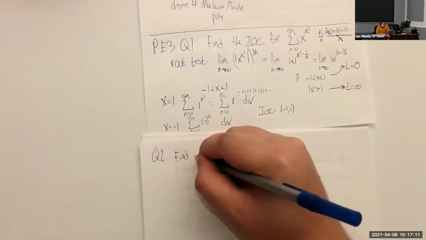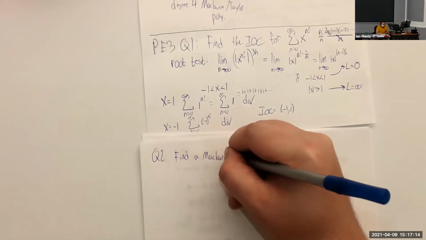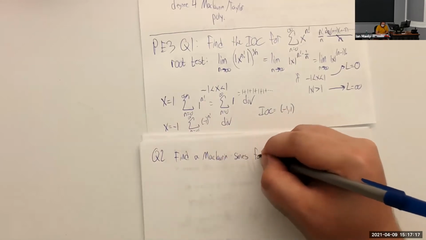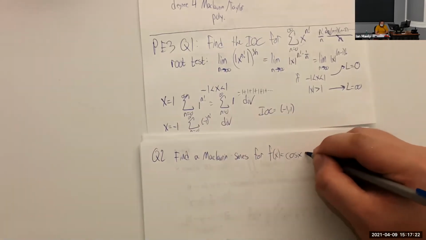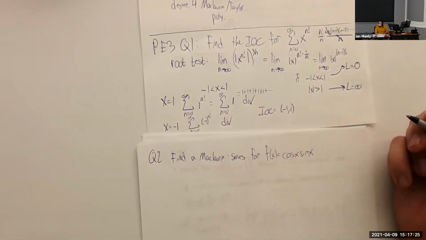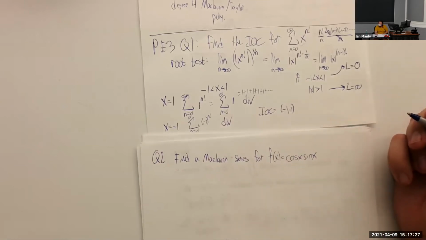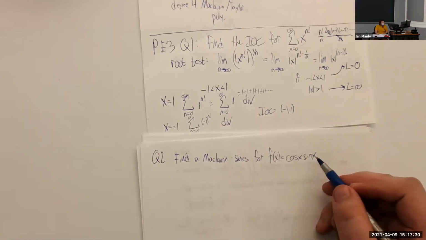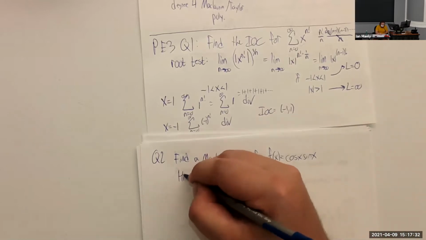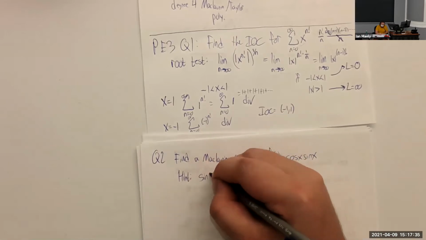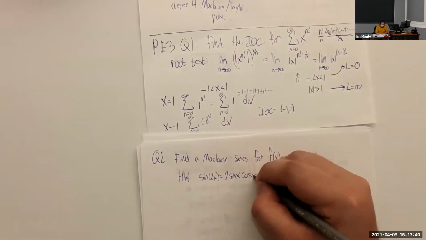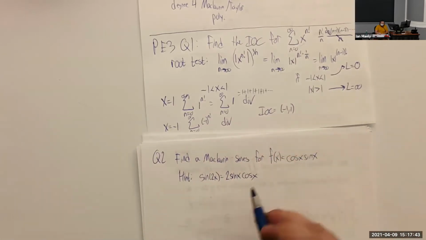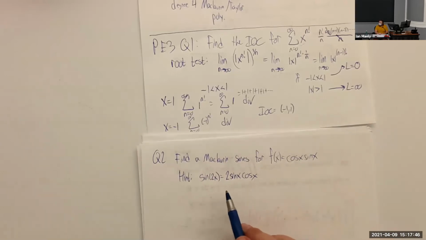This one wants us to find a Maclaurin series for the function f of x is cosine of x times sine of x right here. And they give us a hint for this one. We have that sine of 2x will be 2 sine of x cosine of x. All right, so this is the double angle formula for sine right here.